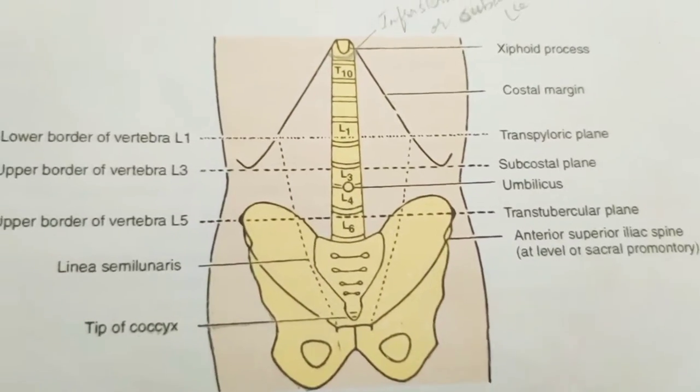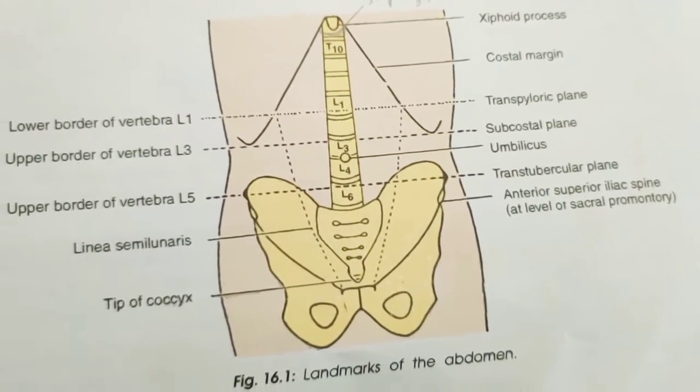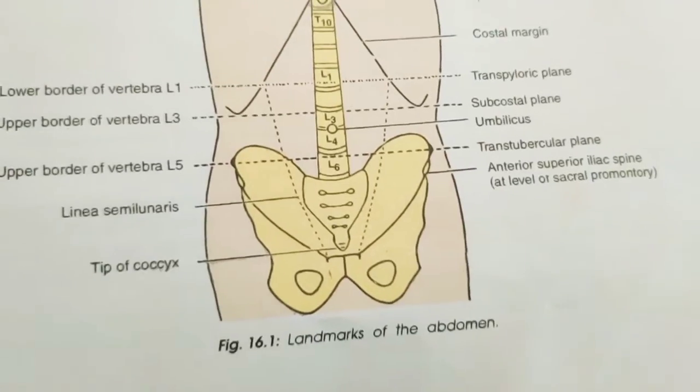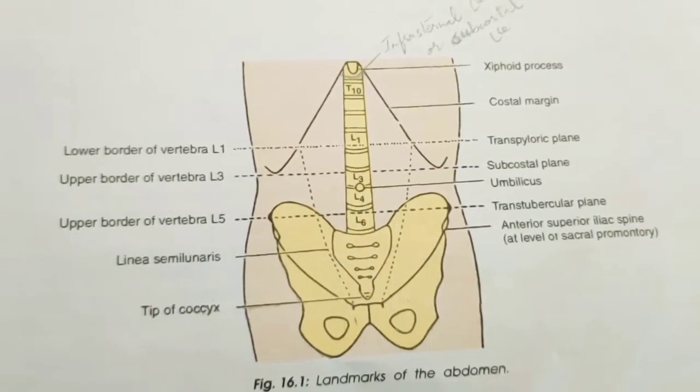Back to our channel. Today we are going to start anterior abdominal wall. So first we are going to start with the surface landmarks of abdomen.